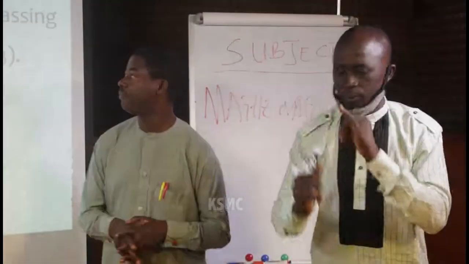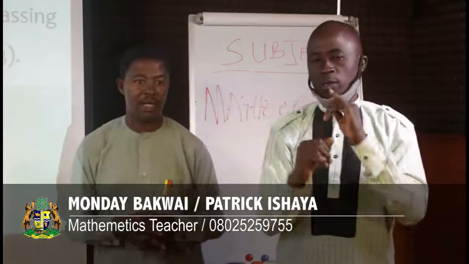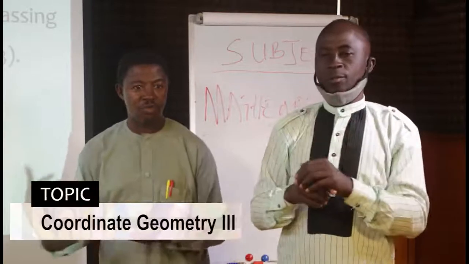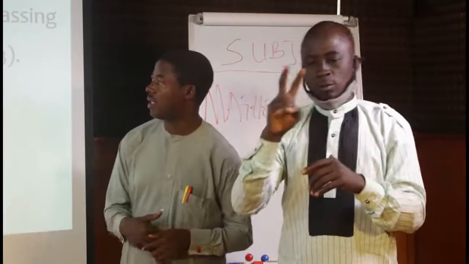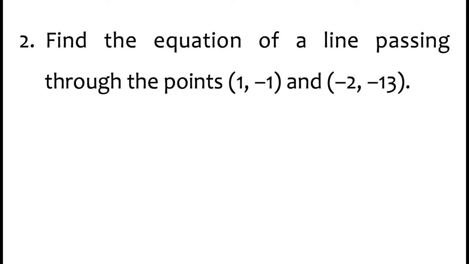Finally, example 2, the last example under equation of a line passing through 2 points x1, y1, x2, y2. The question is, find the equation of a line passing through the points (1, minus 1) and (minus 2, minus 13). The question again, find the equation of a line passing through the points (1, minus 1) and (minus 2, minus 13).